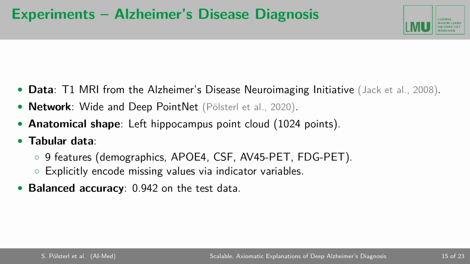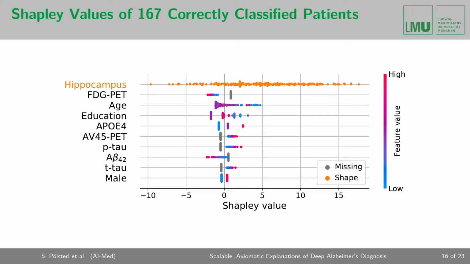The model performs very well with a balanced accuracy of 0.942 on the test data. The first plot provides an overall view on all 167 correctly classified patients of the test data. For each feature, one point represents the Shapley value of one particular patient. The features are sorted by average importance, therefore hippocampus shape is on average the most important, followed by FDG PET. The colors of the points indicate whether a feature has a high or low value.